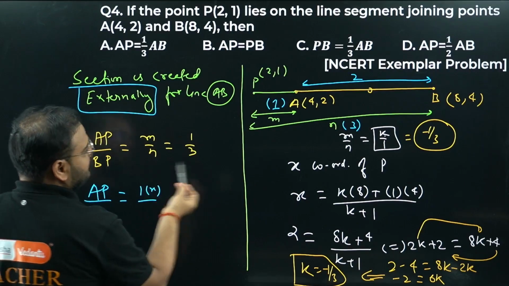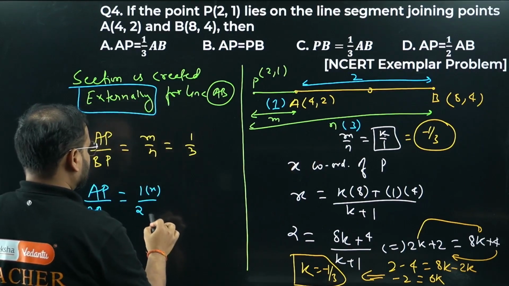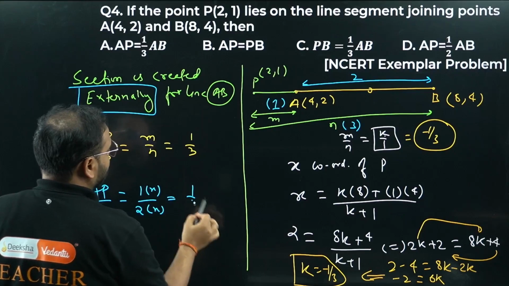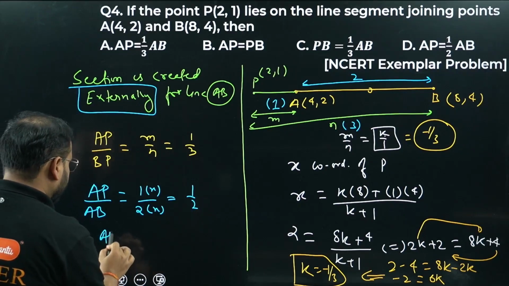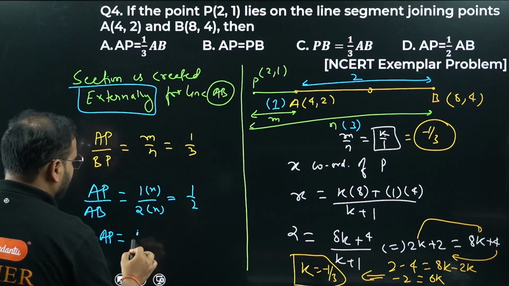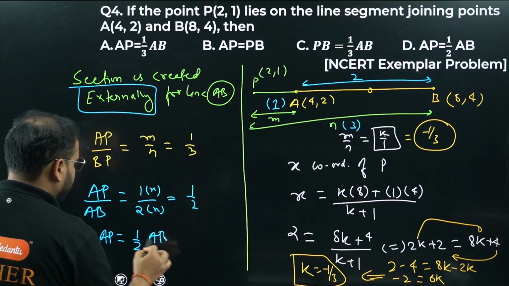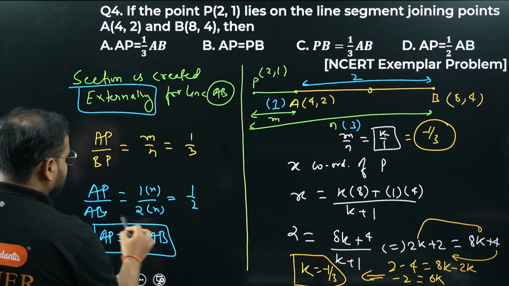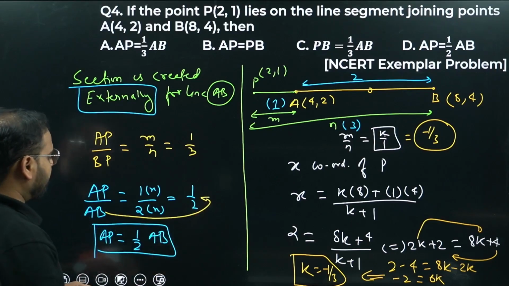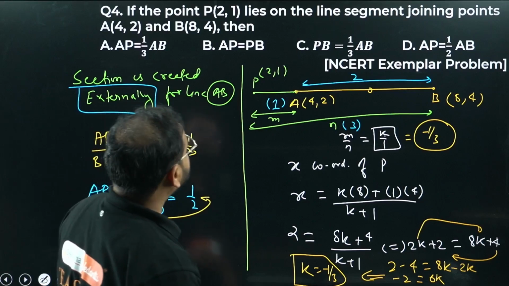Check here. If this part will become 1x and the other will be 2x, what am I getting? 1 by 2. So I can write AP equals to, bringing this AB on this side, half of AB. What I've done, please check. I've taken this AB on this side, half of AB. Option number D.